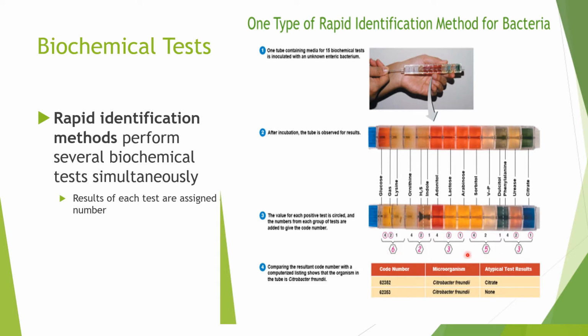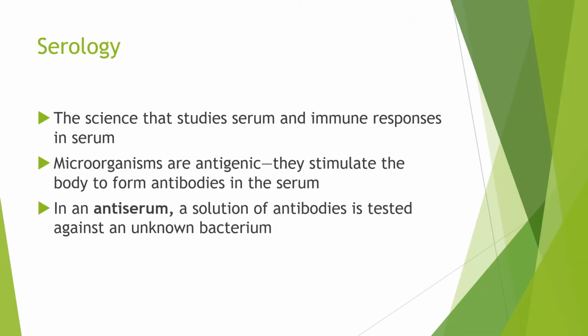And then you take that code and you look at a computerized database that they have, and you compare. So you go, okay, this bacteria is a 62353, and then you compare it with the database on the computer, and it would tell you, okay, this is the bacteria that you have. So that's a test that's usually done.